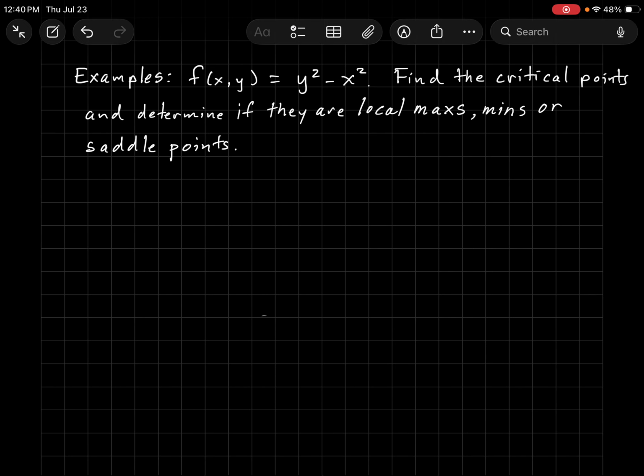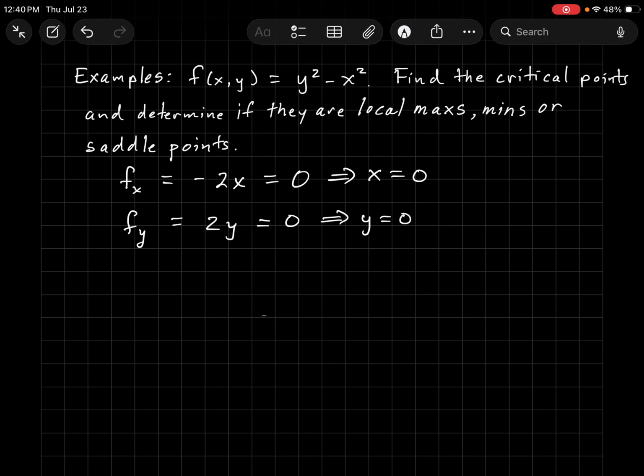So consider f of x, y equals y squared minus x squared. Let's find the critical points and determine if they are local maxes, local mins, or saddle points. So we need to start by finding our first partials. So fx is negative 2x, and this equals 0 when x equals 0. The first partial with respect to y is 2y, and that equals 0 when y equals 0. So we have our critical point at (0, 0). This is the only place where we could have a local max, min, or saddle point.